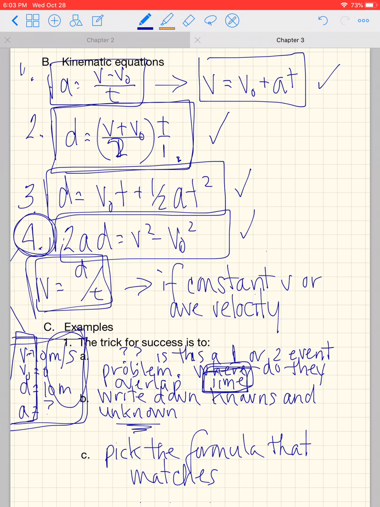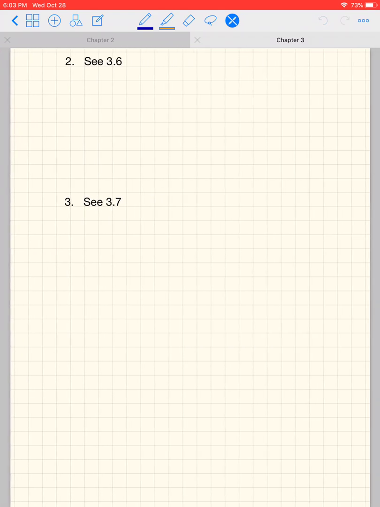And I already did letter C for you, where you pick the formula that matches. So here I've listed for you the set of equations that you can use. I'd keep that set handy, maybe write it on a 3x5 card, so that when you're doing the problems, you have that to look at right in front of you.